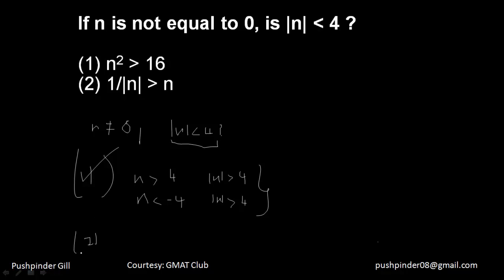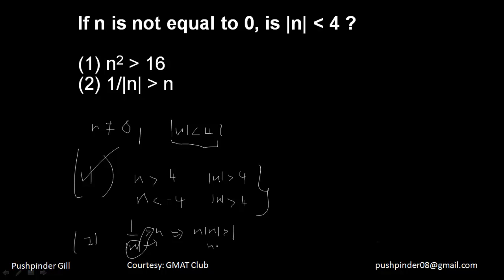Statement number 2 says that 1 upon modulus of n is greater than n. Now I can take this modulus of n to that side. Why? Because modulus of n is going to be positive every time. So n into modulus of n is greater than 1. Am I sure that modulus of n is less than 4? You know what? n can be equal to 2. True. n can be equal to 6.